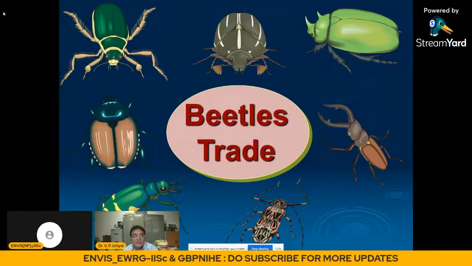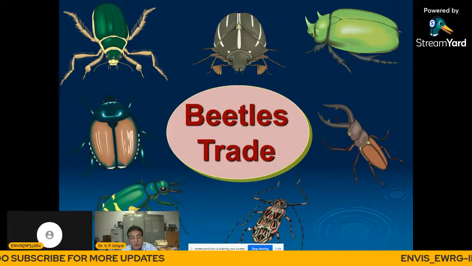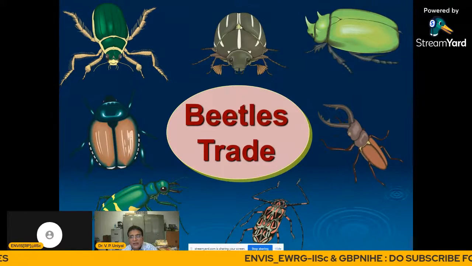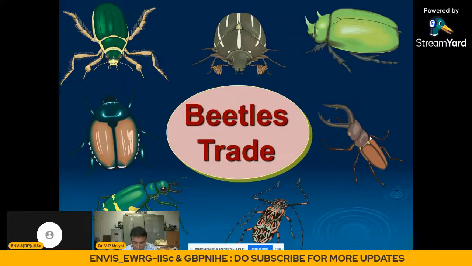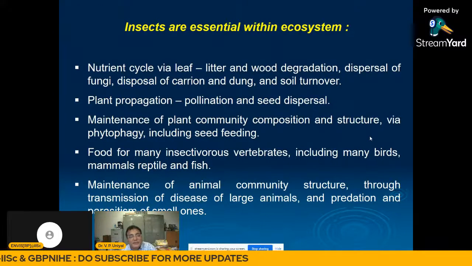Beetles have been traded. You can see all these colorful beetles here. We have two-horned rhino beetles, stag beetles, longhorn beetles, tiger beetles and scarab beetles. The color combinations and the shiny elytra of beetles are why they have been traded. But they are essential within the ecosystem.